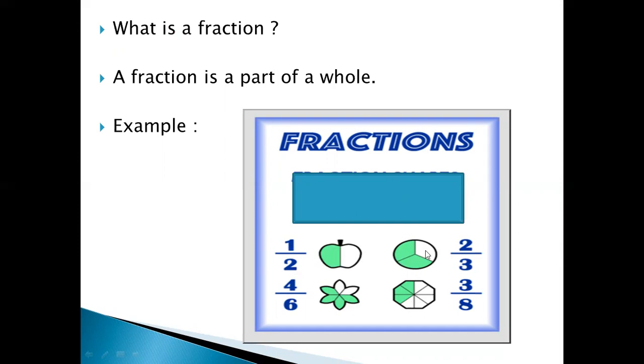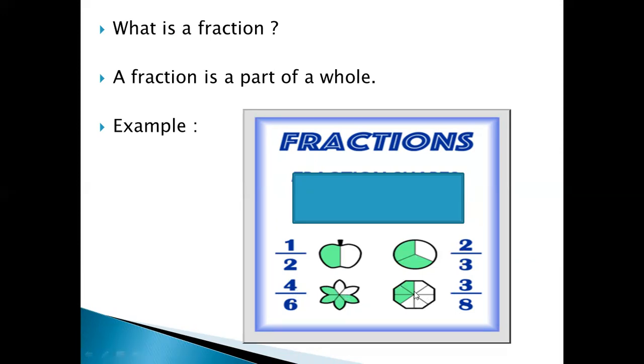Look at this circle. This circle is divided into 3 equal parts. Parts should be equal. So 2 parts are shaded, total 3 parts, and 2 have been shaded. So the shaded part is 2 out of 3. Look at this picture. It's a flower, and there are how many petals? 1, 2, 3, 4, 5, 6. Total petals are 6. And how many are shaded? 1, 2, 3, 4 are shaded. So 4 out of 6 are shaded. This is the fraction for this shaded part.